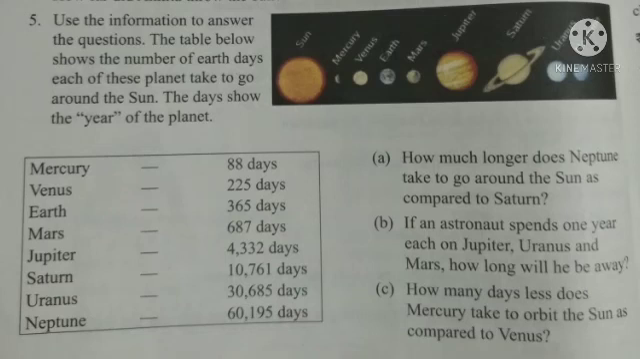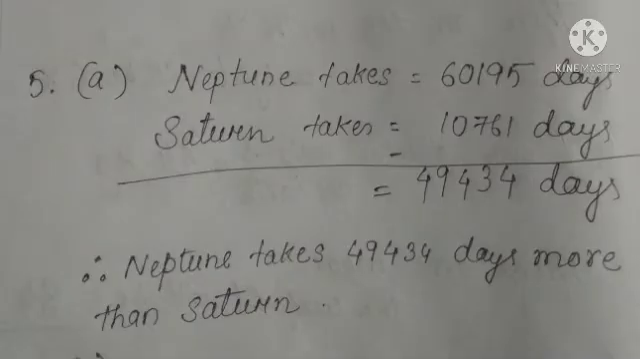So A number you see, how much longer does Neptune take to go around the sun as compared to Saturn? Already it is given, so you can see Neptune takes 60,195 days and Saturn takes 10,761 days, right? So if we subtract, then easily we can get the answer, and at last you have to write, therefore Neptune takes 49,434 days more than Saturn.